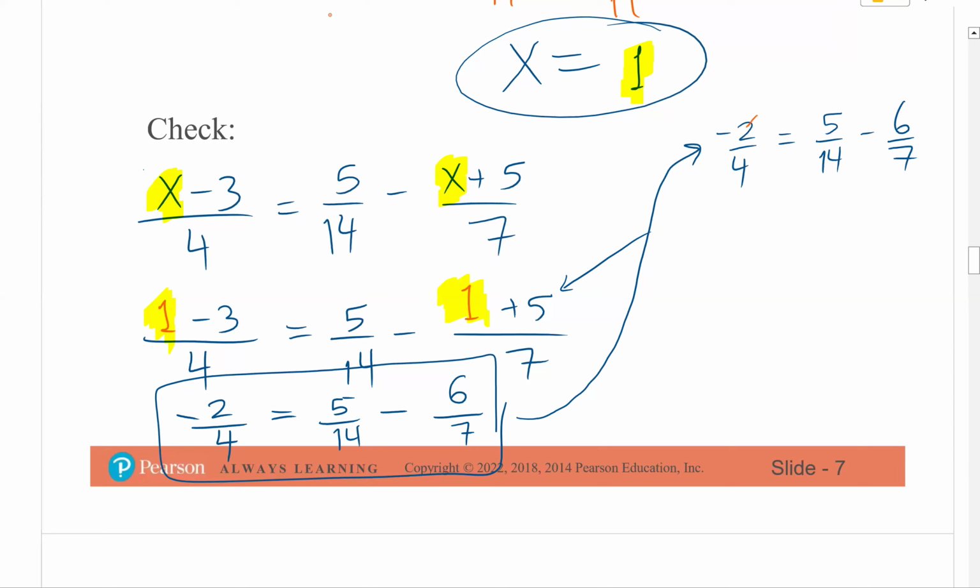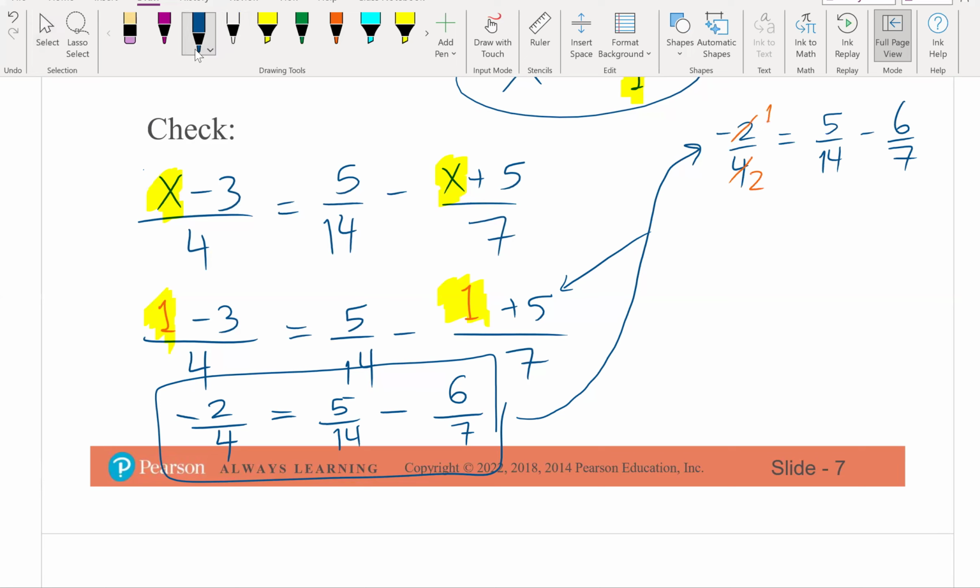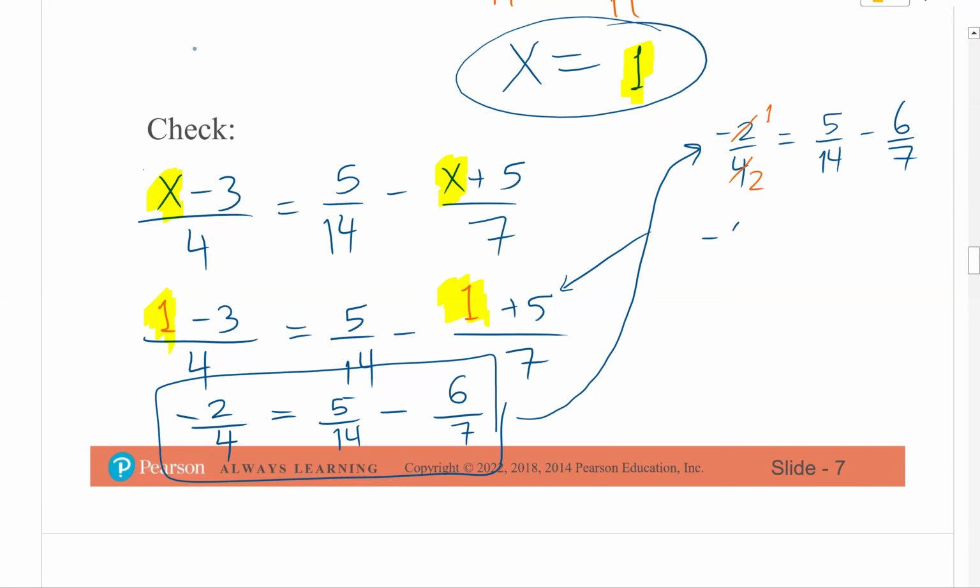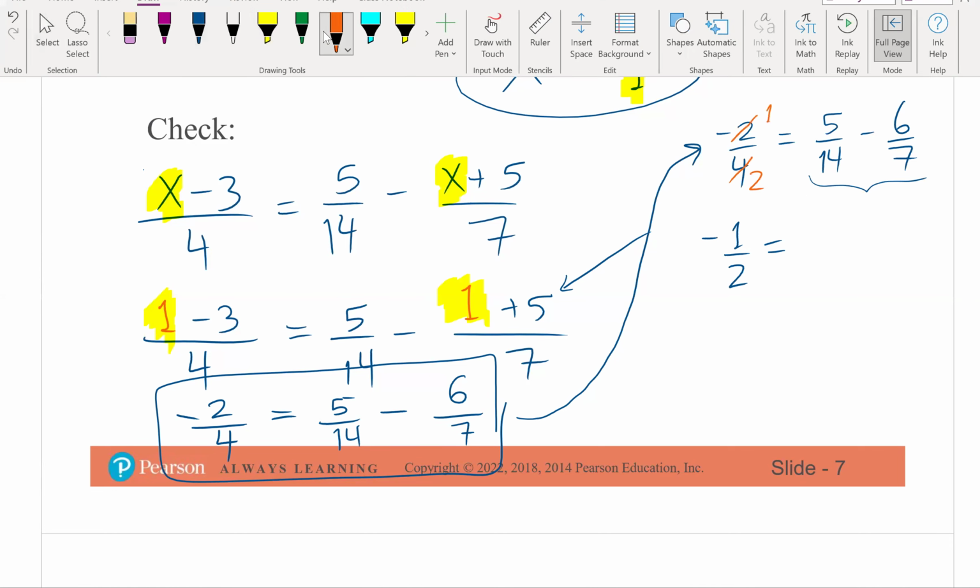The left fraction can be reduced. 2 goes into 2 once, 2 goes into 4 twice. So that guy can become -1/2. So I know what the left side looks like. If these two fractions add up or subtract to make -1/2, then we're good and I got the right x value. But if they don't combine to make -1/2, I did something wrong.